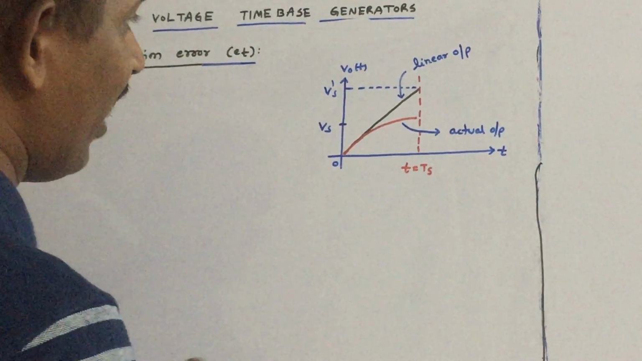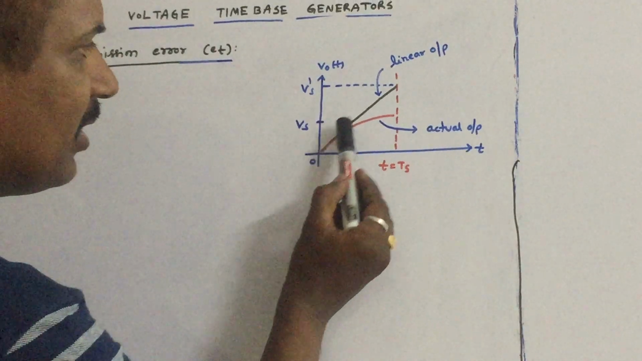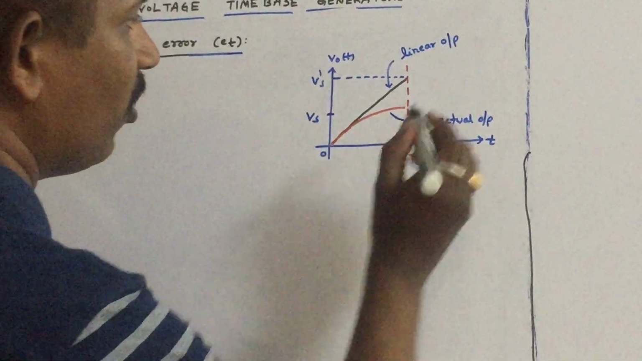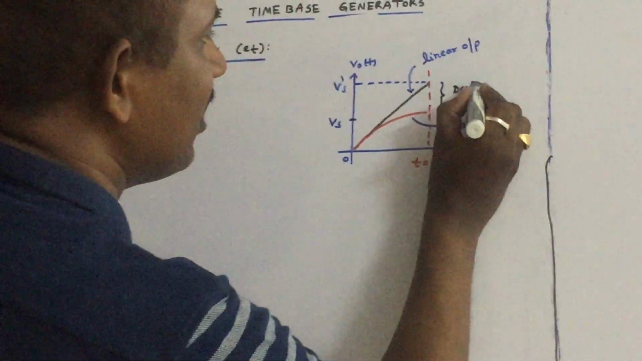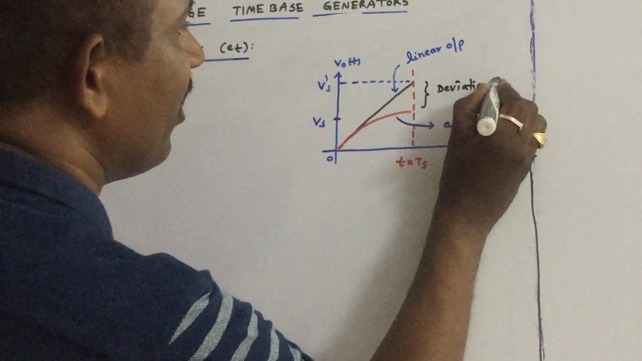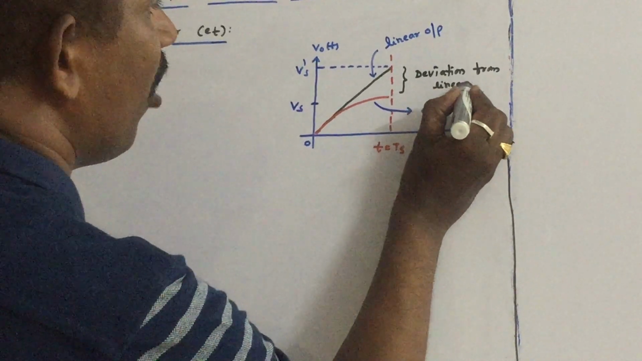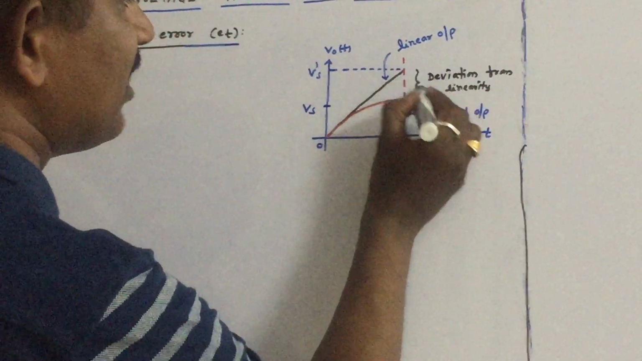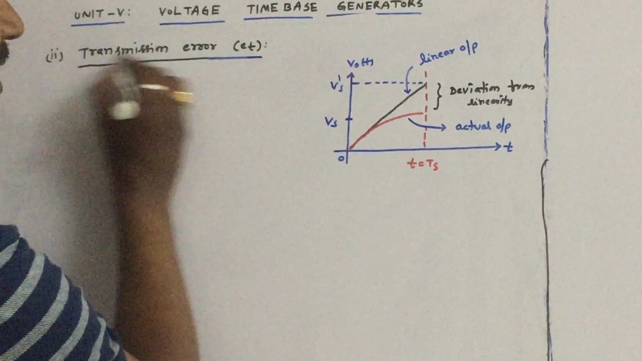This is the linear output which we require, but this is the actual output. Therefore this represents the deviation from the linearity. You have to clearly mention this represents deviation from linearity. How to express this error, that is deviation from linearity? That is called the transmission error.